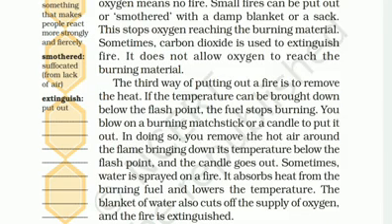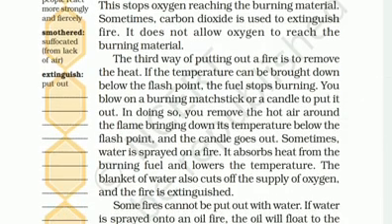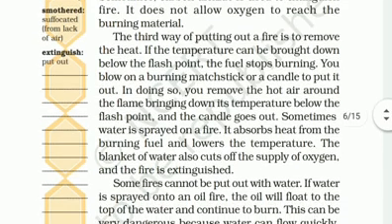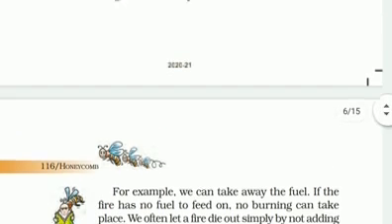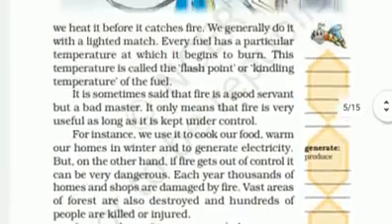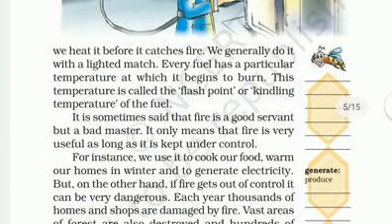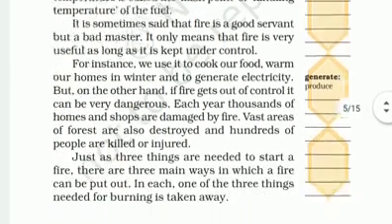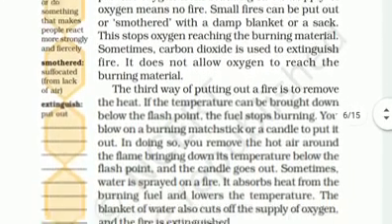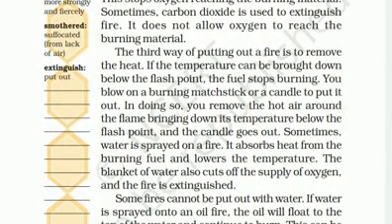The third way of putting out a fire is to remove the heat. We know what is meant by flash point. We checked in this paragraph what flash point is. Every fuel has a particular temperature at which it begins to burn. That particular temperature is called the flash point. If the temperature can be brought down below the flash point, the fuel stops burning.